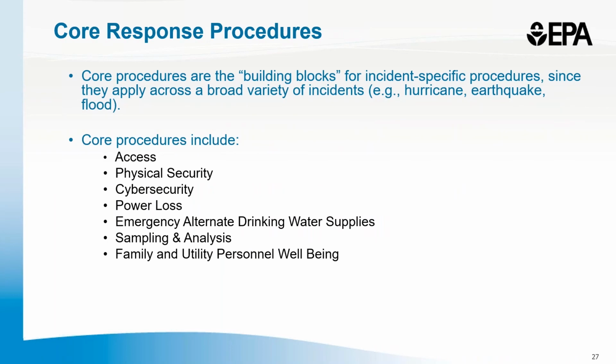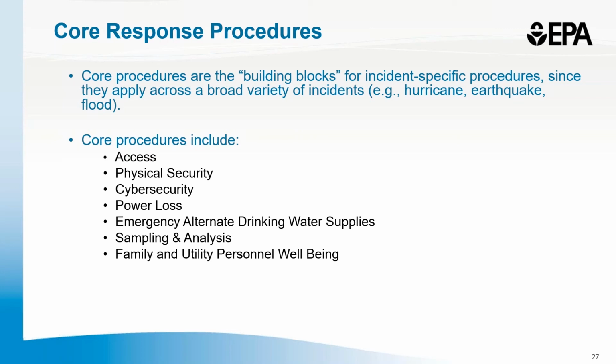So here's a list of what some of the core procedures would include. And these are things about access to your utility. If there are roadblocks, do you have the credentials to get past barricades? Do your suppliers have that access? Do you have access to your remote sites? Physical security: how do your gates and other security mechanisms work without power?